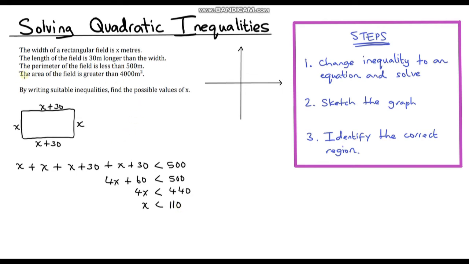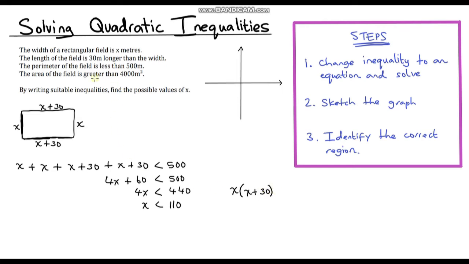And now let's look at the last line. It says the area of the field is greater than 4,000 meters squared. So first of all, let's write down an expression for the area. So we know the area is going to be the width times the length. So the area is going to be x times x plus 30.